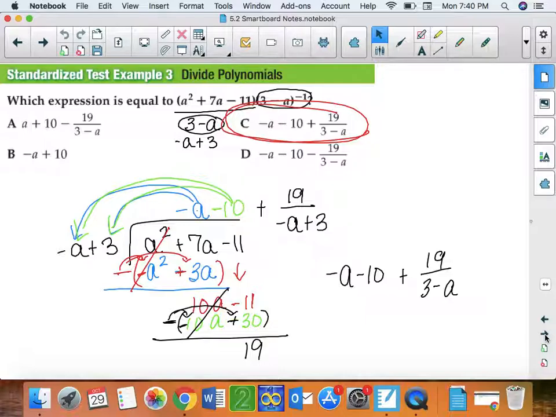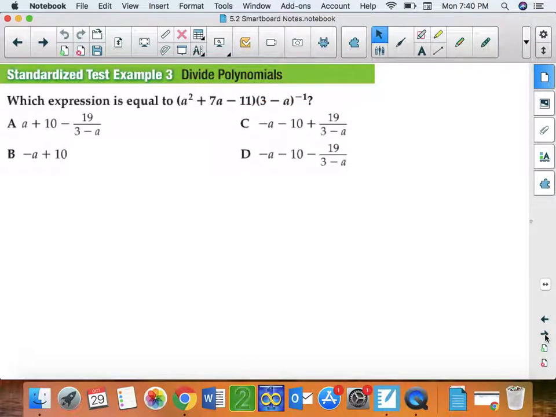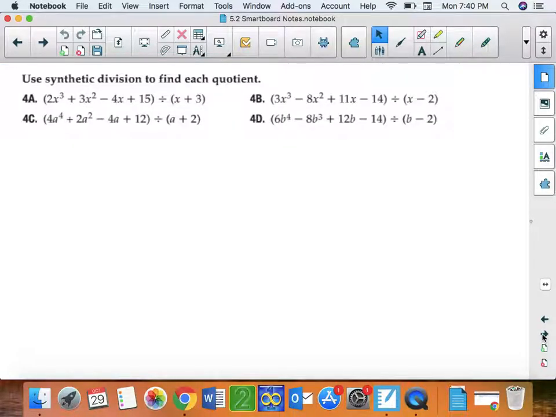So I'm going to stop there for right now, and I'm going to come back and teach this synthetic division, because this is a little different, and then I'll let you practice synthetic division when you're done.